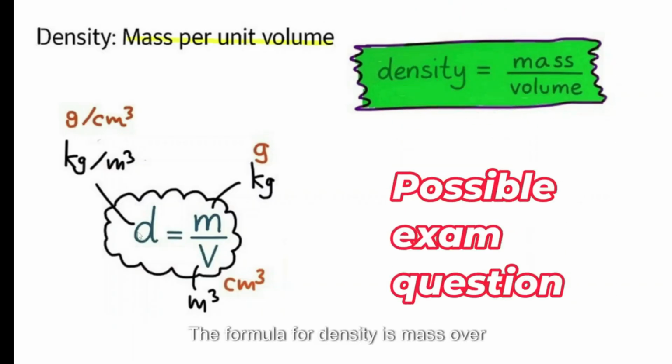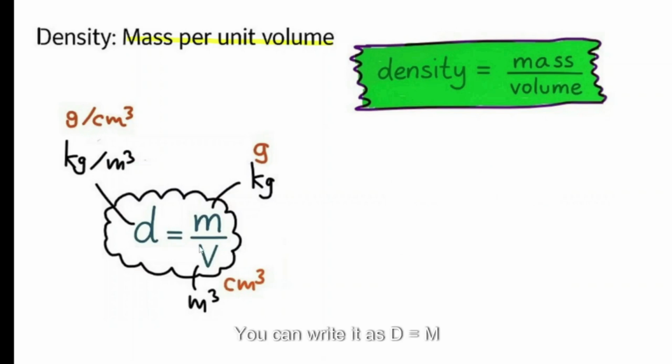The formula for density is mass over volume. You can write it as D equals m over V. Now for the units, mass can be measured in kilograms, volume should be measured in cubic meters in that case, and your density is given in kilograms per cubic meter.